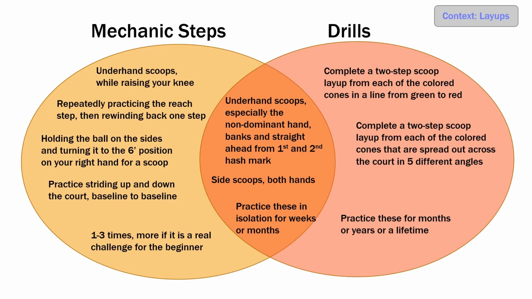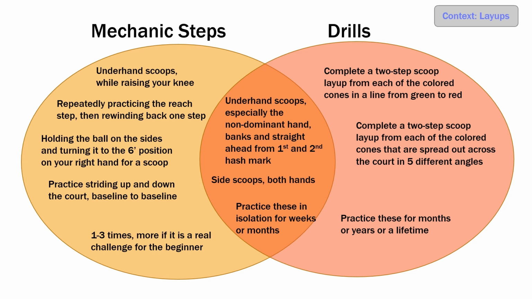At this point, I feel a Venn diagram will help show the differences and similarities between the two. The context of the diagram will be about underhand scoop layups. On the left side we have mechanic steps, and at the top we have underhand scoops while raising your knee. Now this is an isolated mechanic step that I would hope to only have to do once or twice with a student. And below that we have repeatedly practicing the reach step, then rewinding back to your original starting position, and then repeating this back and forth. This is another mechanic step that I would hope to only do once or twice in isolation.